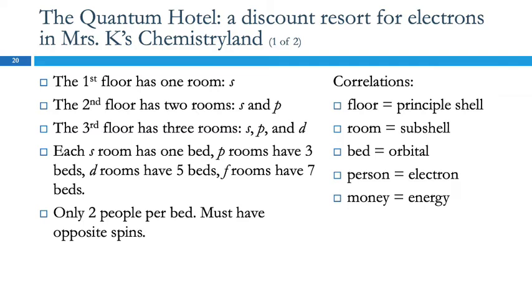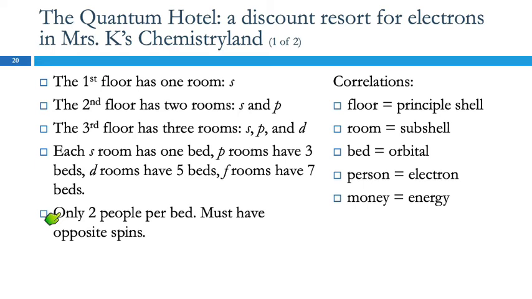Okay, so here's the key, the correlation for the quantum hotel, a discount resort for electrons in Mrs. K's chemistry land. Chemistry land is this imaginary place in my mind where all sorts of fun chemistry things happen. So the first floor has 1 room, that's the S sublevel. Second floor has 2 rooms, S and P sublevel, right? Third floor, 3. Fourth floor, 4. So each S room has 1 bed. The P rooms have 3 beds, the D rooms have 5 beds, the F rooms have 7 beds, right? It's odd numbers, 1, 3, 5, 7. If there was another one, it would be 9.